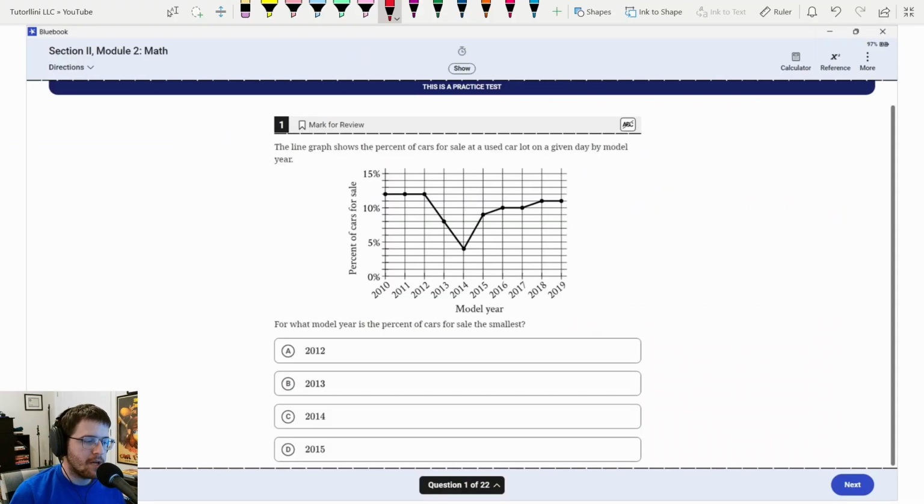Okay, this is the beginning of Module 2A, question 1. It says, what year is the percent of cars for sale the smallest? So I'm looking at the lowest point on the graph, which is right here. And the year that that takes place in is 2014, which is answer choice C.